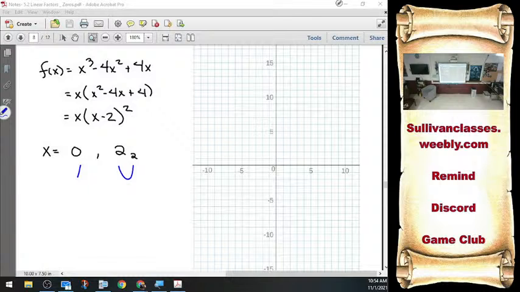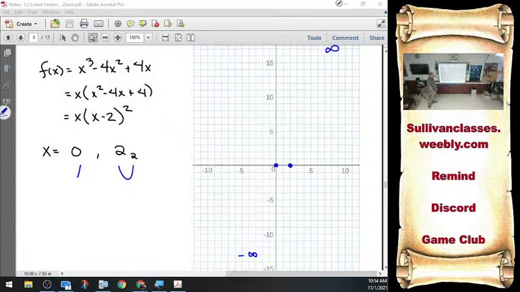Look at your leading coefficient. Positive x to the third. So my end behavior is already known. I'm going to have a 0 right here. I'm going to have a 0 right here. I know it's going to start down at negative infinity, do stuff, and go to positive infinity.